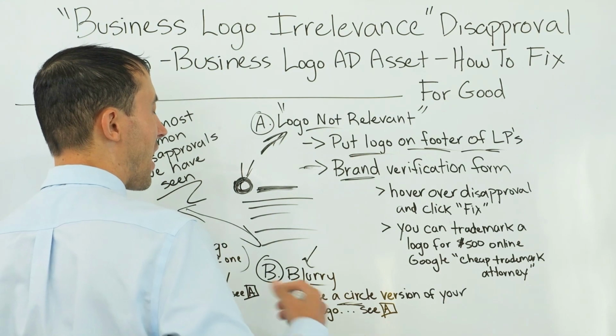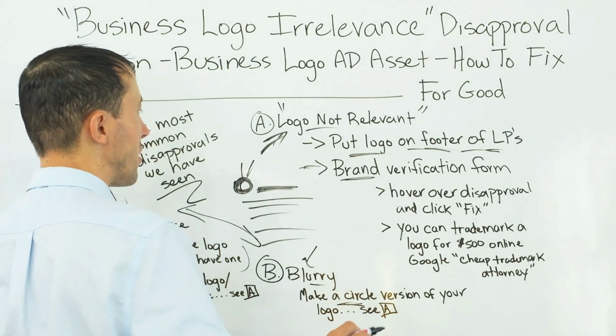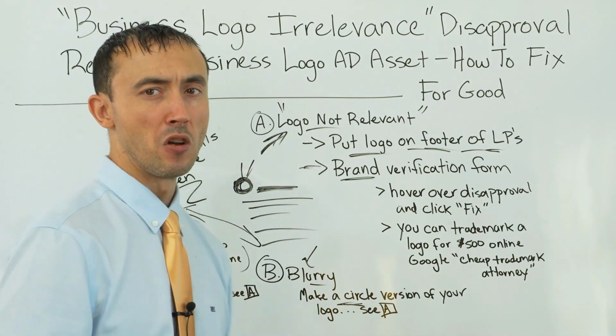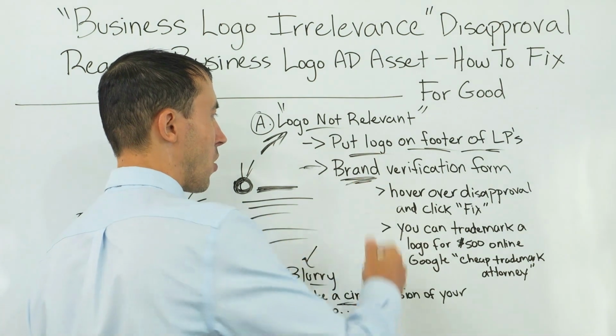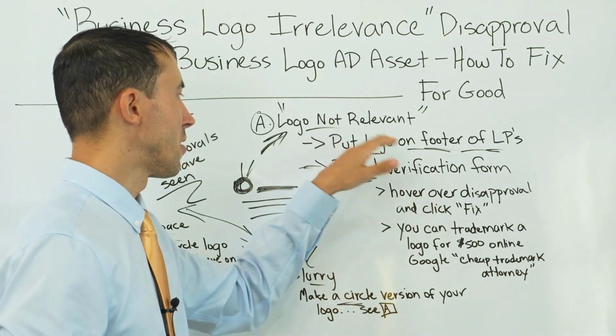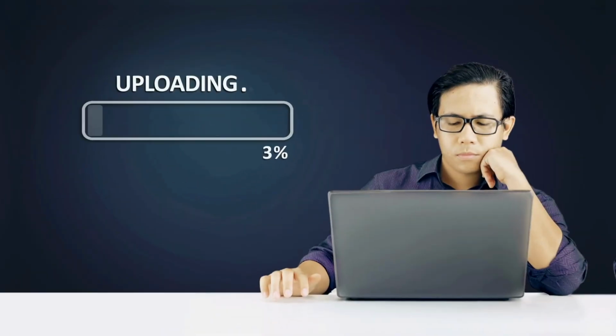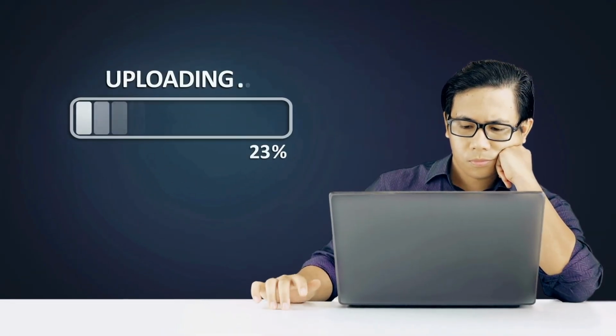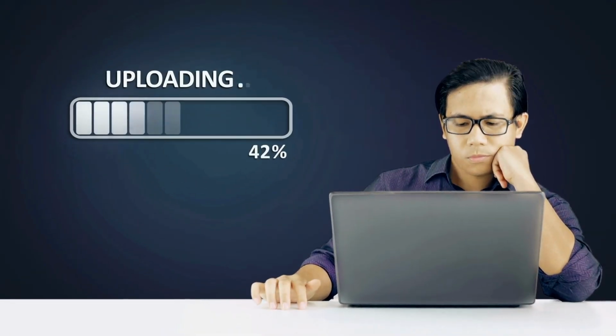If that can't be done, or for whatever reason doesn't work because the algorithm's just being stupid, you could do the brand verification form. If you hover over the disapproval, logo not relevant, and then click fix, you can upload proof of having a trademark of that logo, or that it's a part of your brand. Then they'll let you run it and it'll get approved from then on.